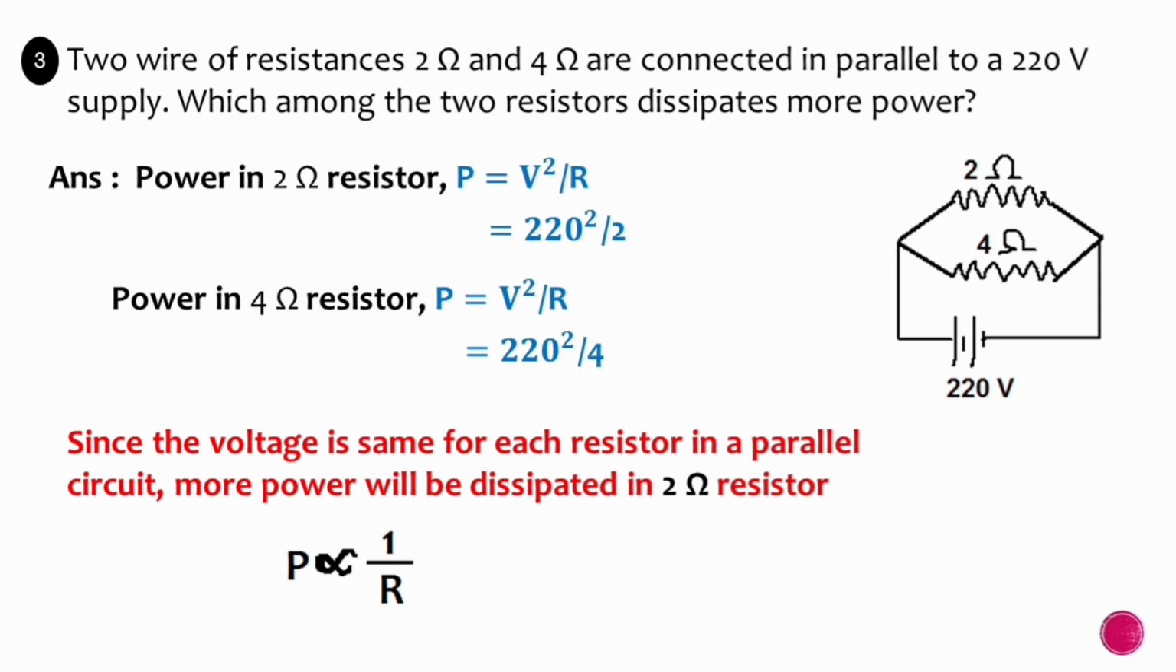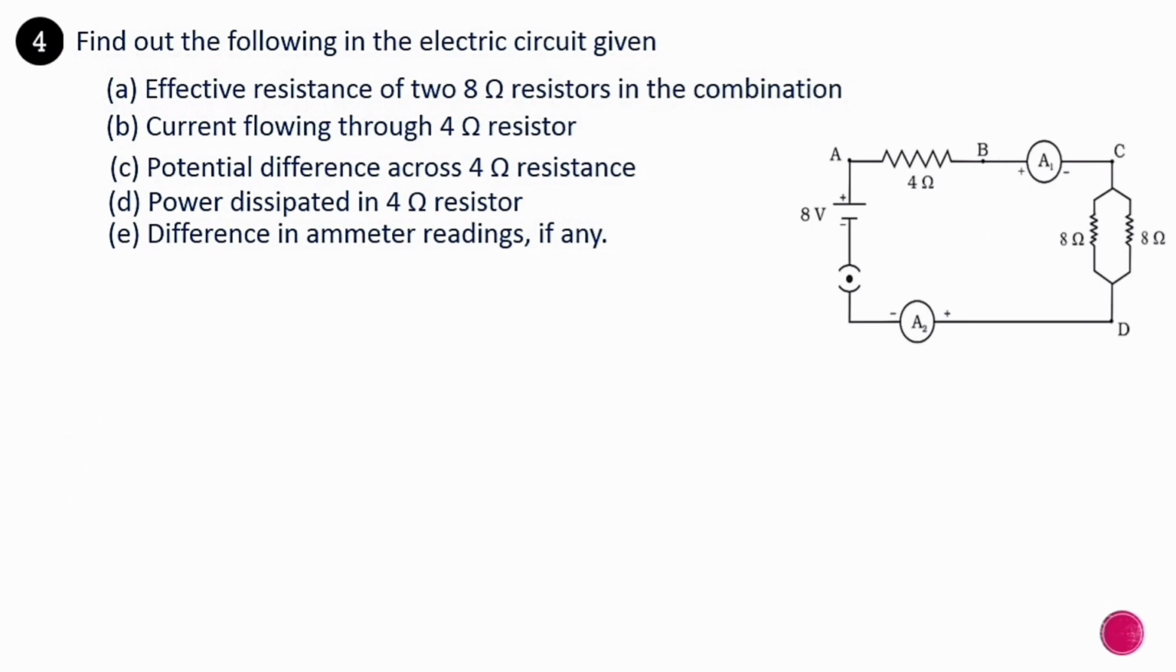Next question. Find out the following in the electrical circuit given. Effective resistance of the two 8 ohm resistors in combination, current flowing through the 4 ohm resistor, potential difference across the 4 ohm resistance, power dissipated in the 4 ohm resistor, difference in ammeter readings if any.